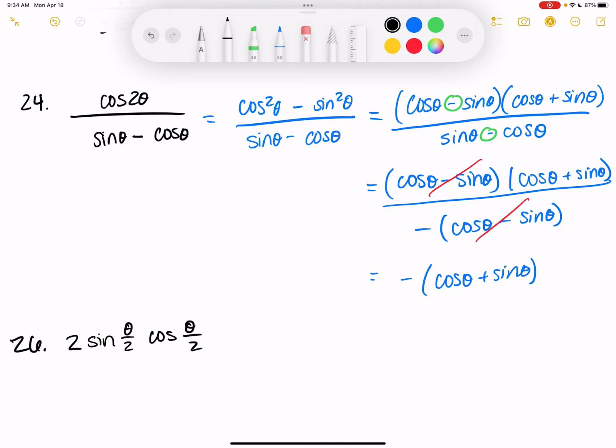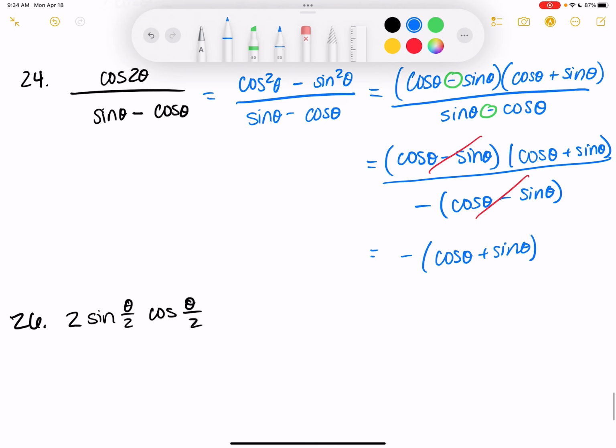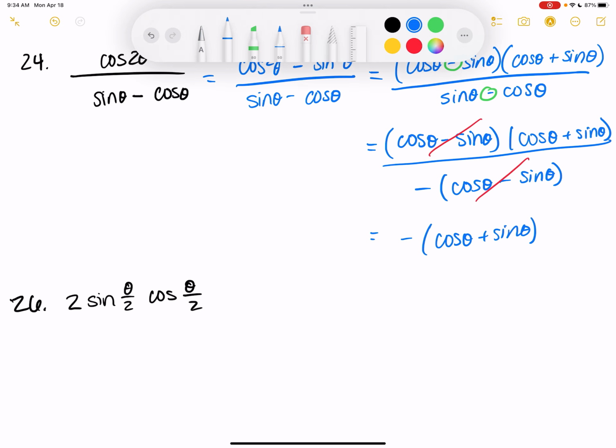All right, so 2 sine of theta over 2 times cosine of theta over 2. This one's going to take a little bit of brain power, creativity. Okay, so I know that I've got to keep the 2, and then how can I rewrite sine of theta over 2?